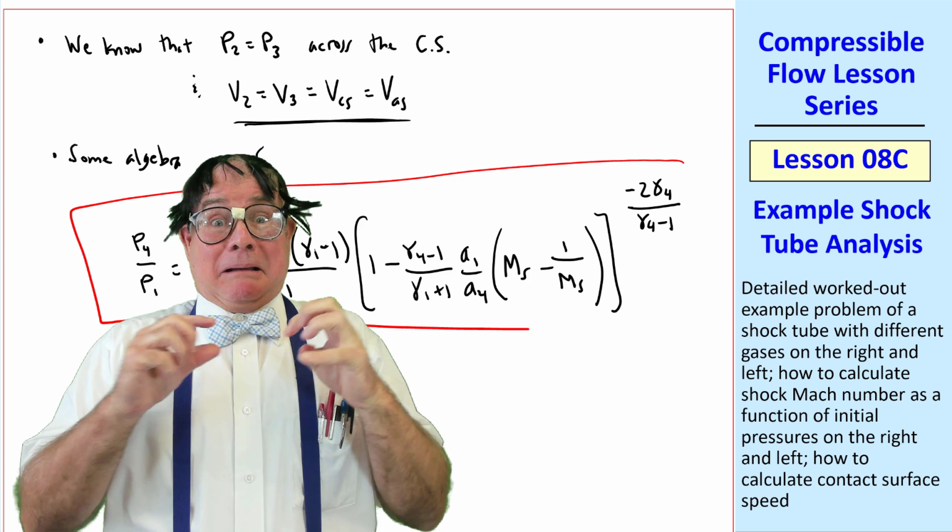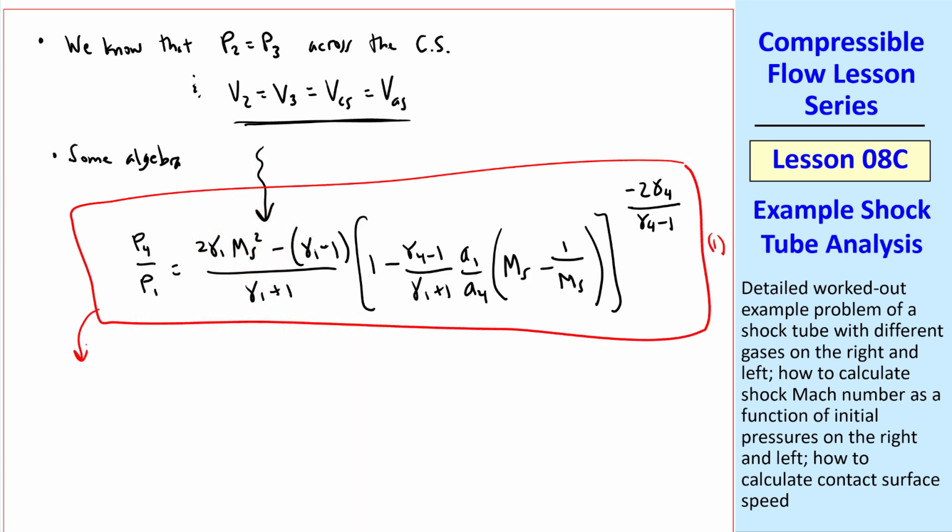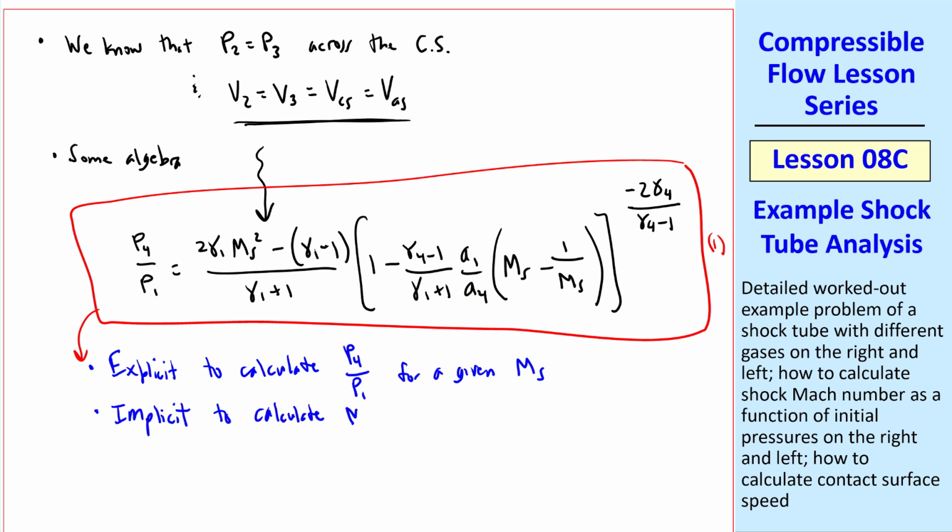Let's call this equation 1. This is one of those equations, like we've seen many times in this course, that's explicit to calculate this ratio P4 over P1 for a given shock Mach number. And of course we know all these gammas and speeds of sound here as well. But it's implicit to calculate ms for a given pressure ratio P4 over P1. Well, since we know P4 over P1 in this problem, we have this implicit case.